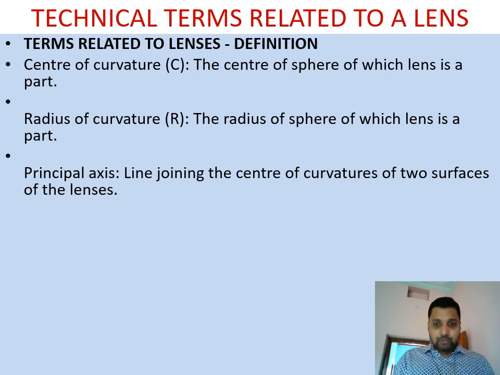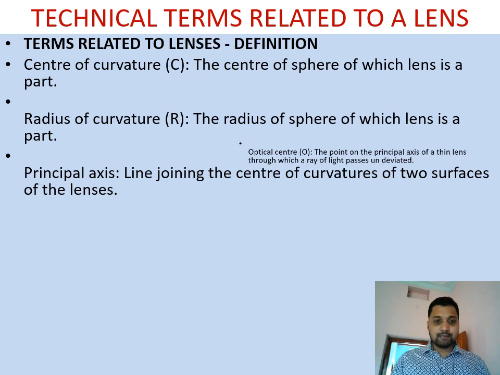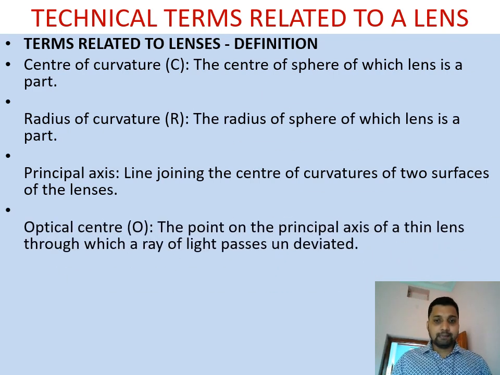The line, a straight line joining both the centers C1 and C2 of the two spherical surfaces, is the principal axis. Next, the optical center. The optical center is usually the point in the lens, nearly the middle point, and any ray of light passing through the optical center remains undeviated for a thin lens. But in the case of a thicker lens, we'll get an incident ray, refracted ray, and emergent ray.